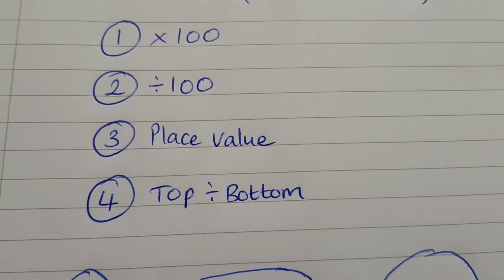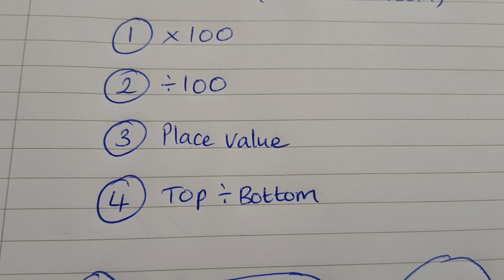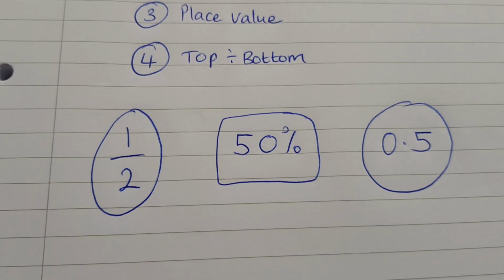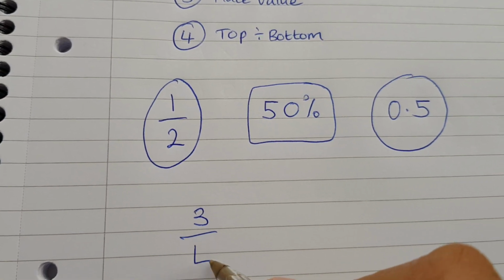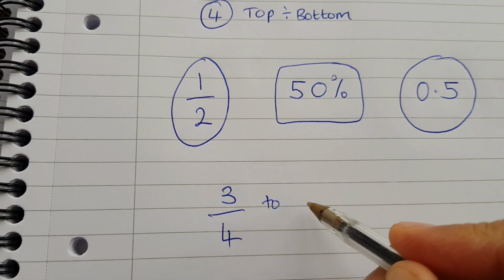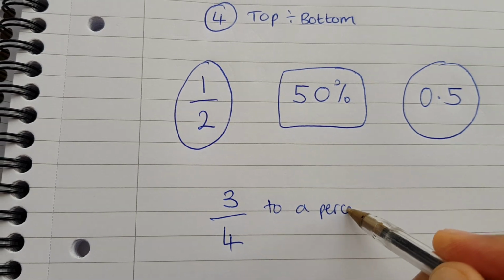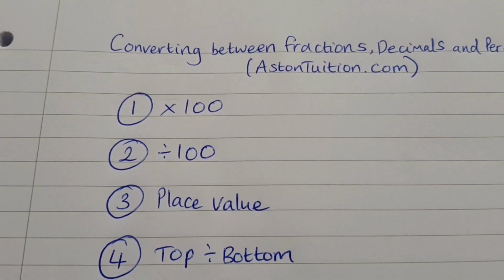So you either times by 100 or divide by 100, or you look at the place value, or you do top divided by bottom. So let's say we've got 3/4, which is a fraction, and we're asked to change that to a percentage. So you have to use one of these.